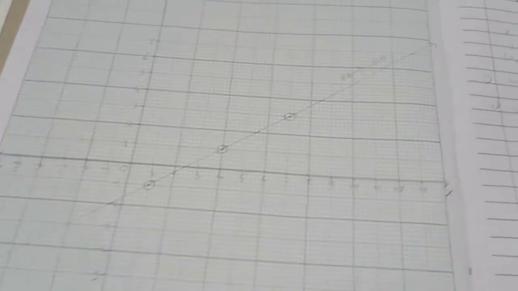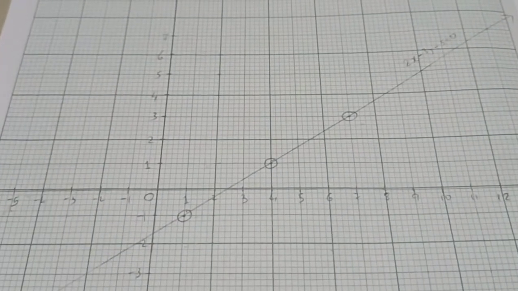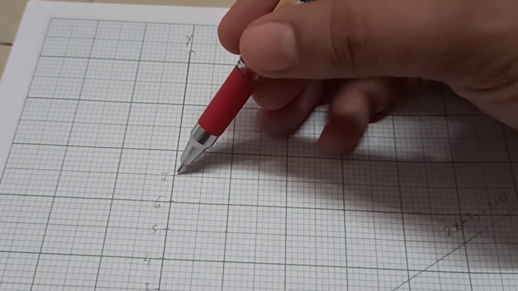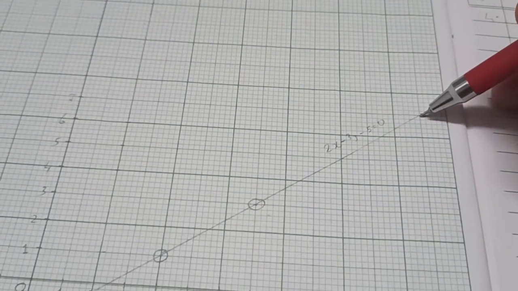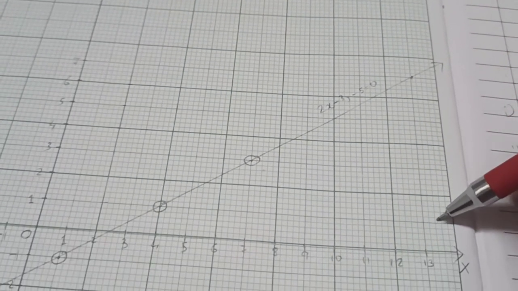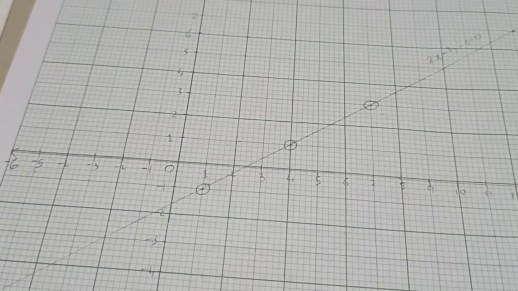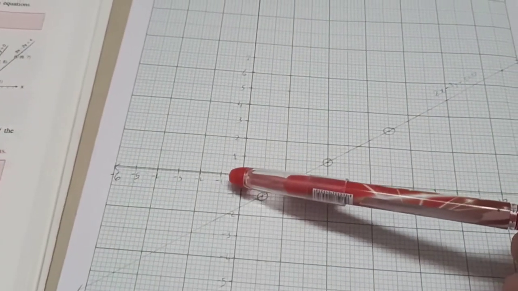And now they've asked when y is 7, x is how much? So y is 7 means start from the y axis. If y is 7, you can use a ruler, and now put a vertical line to get the x value. 13 is the answer.